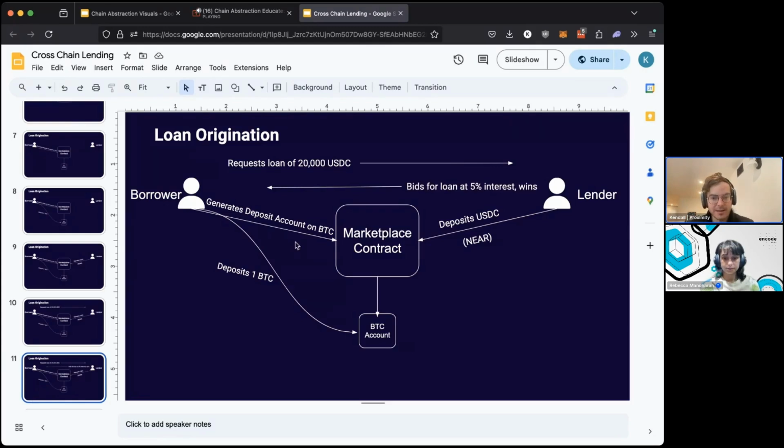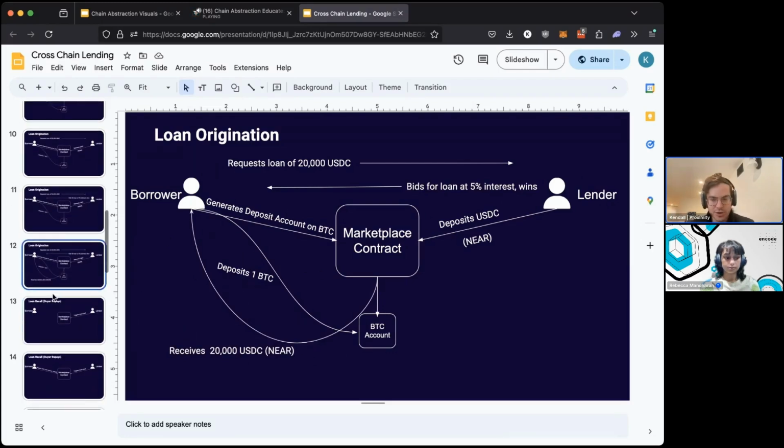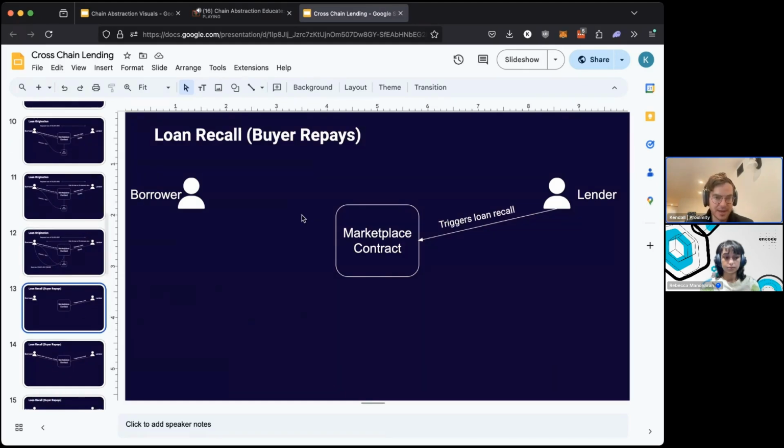And so the loan automatically triggers, and this user receives that USDC, and this lender is sitting in here earning interest on this loan protected by that collateral. So that's the happy path loan origination, not too dissimilar from what we were talking about before. Now let's talk about some of what happens after that.